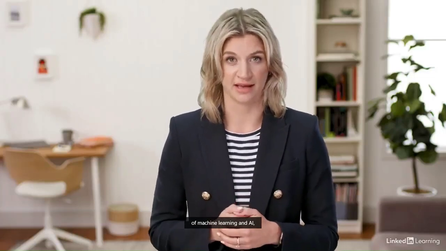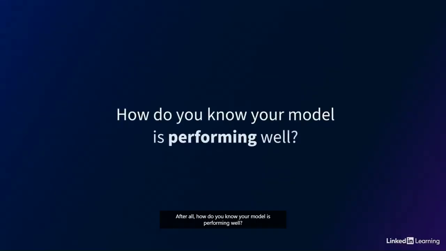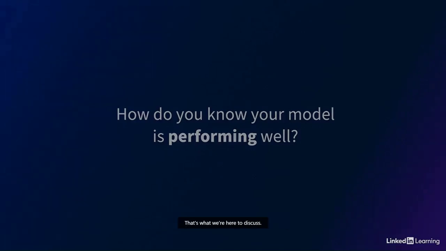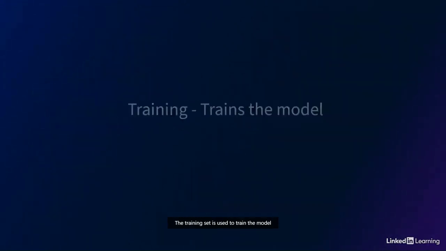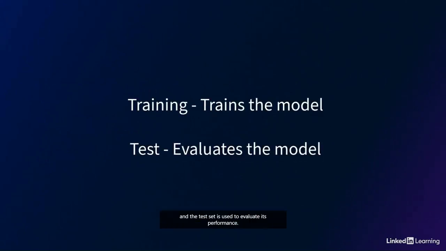One of the most essential parts of machine learning and AI: model evaluation and validation. After all, how do you know your model is performing well? That's what we're here to discuss. In supervised learning, we typically split our data into training and test sets. The training set is used to train the model, and the test set is used to evaluate its performance.